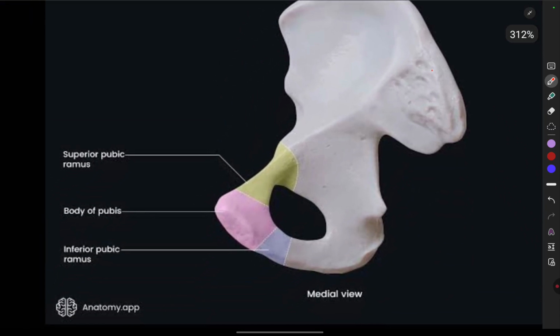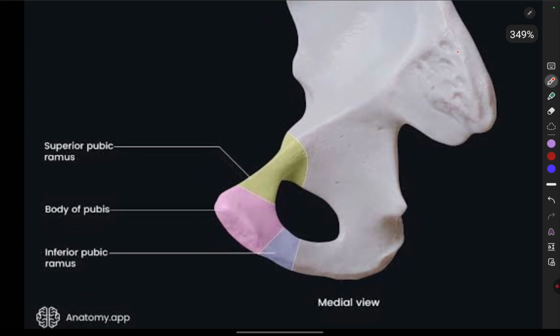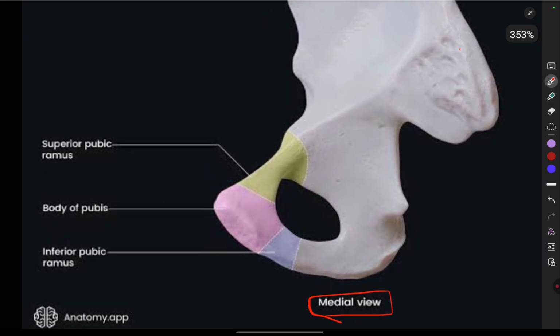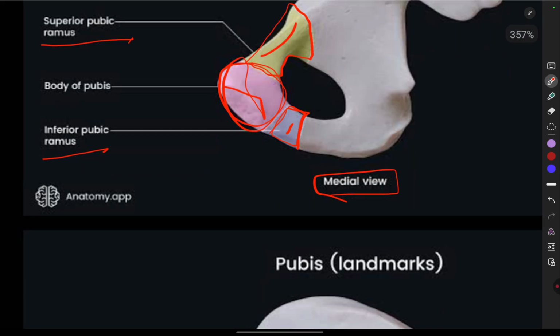Now parts of the pubis. See, parts of the pubis from the medial view, we have the superior pubic ramus and the inferior pubic ramus. As I already told, ramus means a prominent portion of a bone. So this is the superior ramus, and this is the inferior ramus, and this is the body of the pubis. This whole is the body of the pubis.